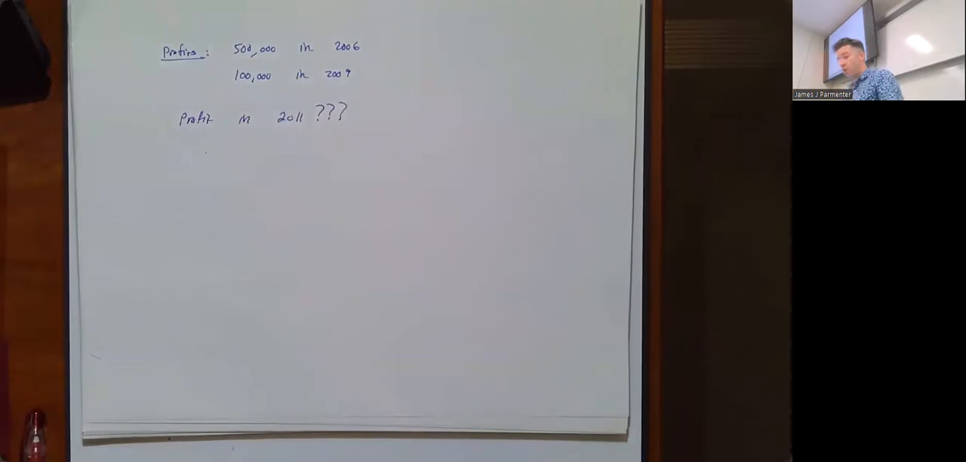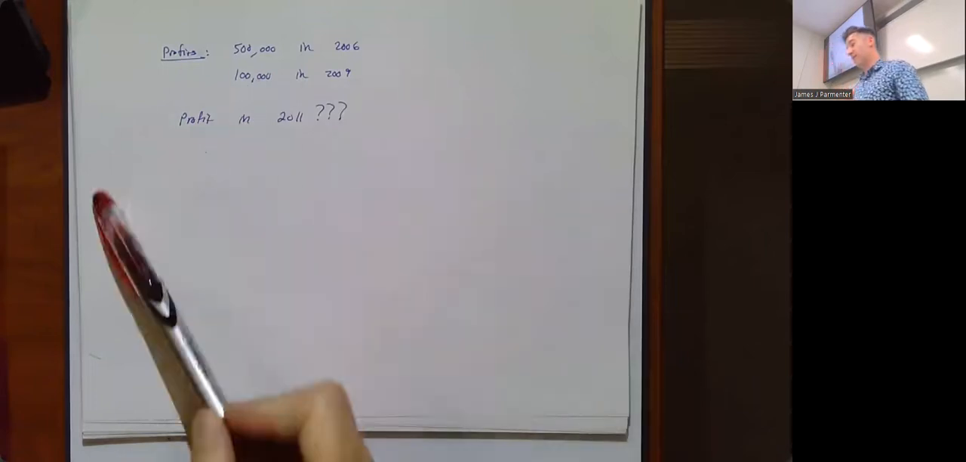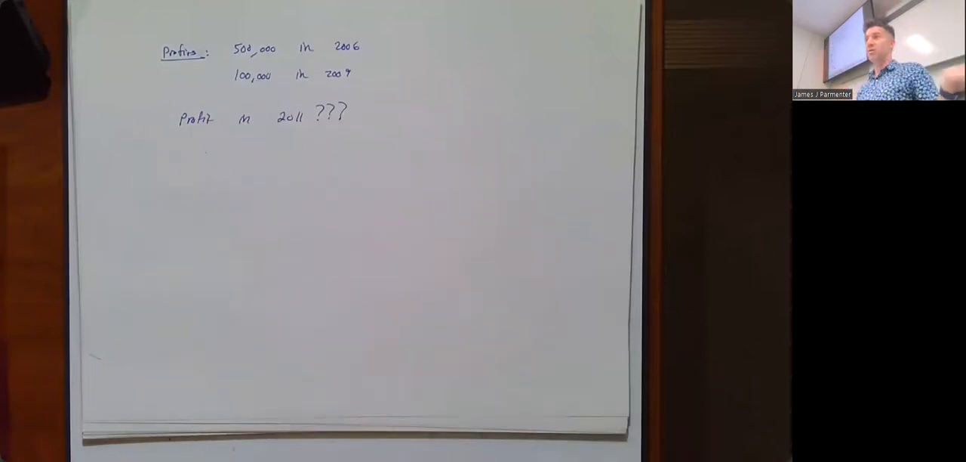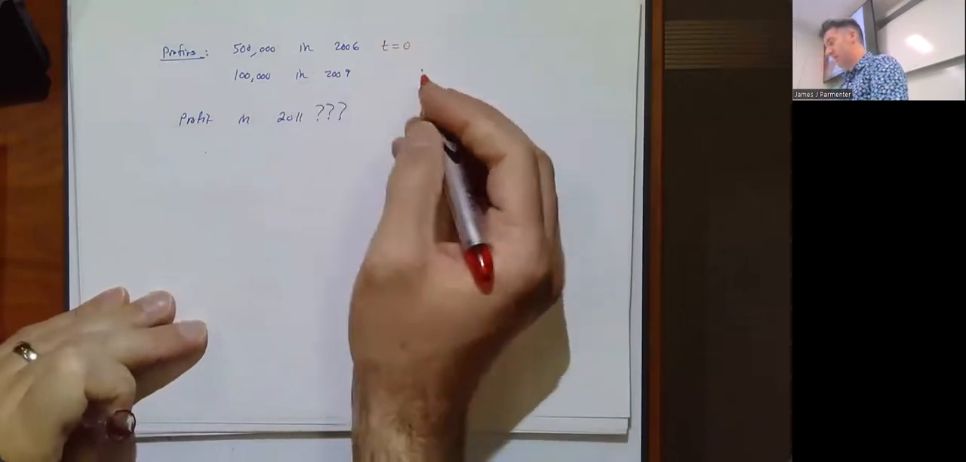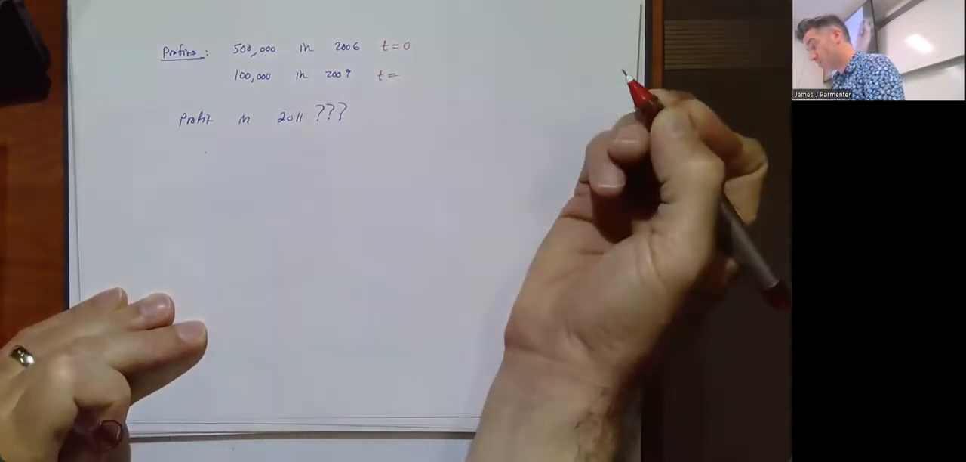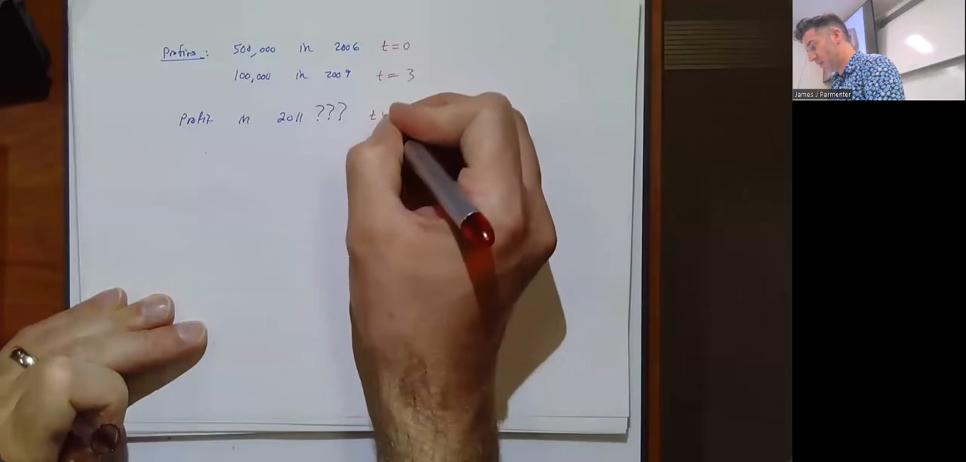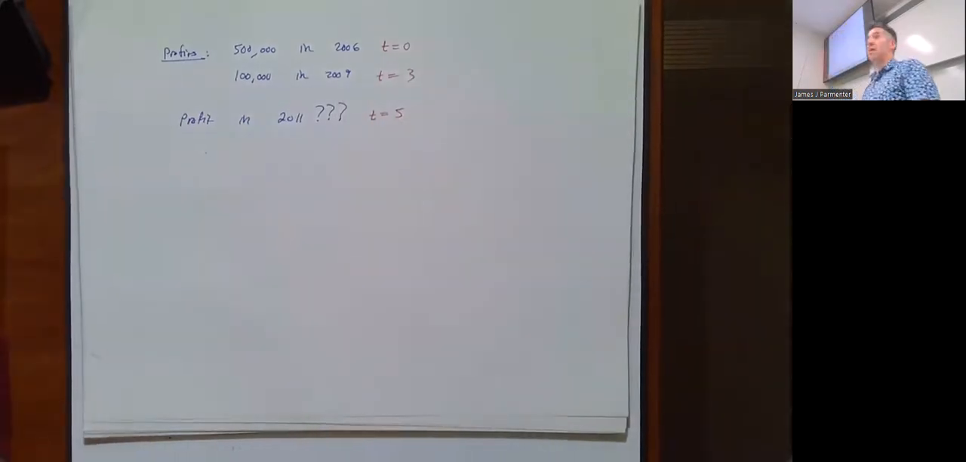Okay, and so they give us a hint though. I don't think we even really need the hint, because it is a reasonable expectation that if you're given things like this and time measured in years, you want to make the starting year time equals 0. So we're definitely going to make 2006 time equals 0. And then 2009 is going to be time equal to what? Right. And then 2011 is going to be time equal to 5. So let's make our table.